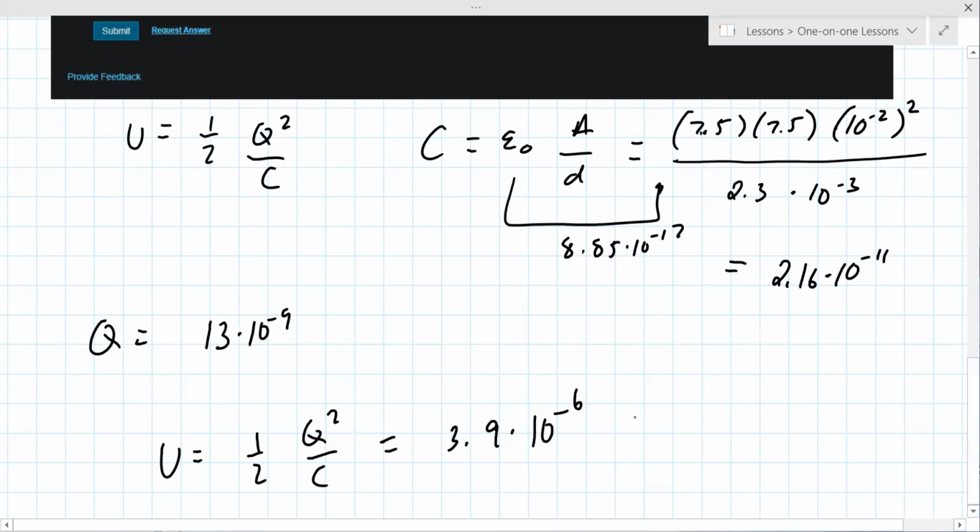I don't really like this answer at all, but 3.9 times 10 to negative 6. And what's the unit again? Is it coulombs? Joules, because it's energy. Joules. Okay. Incorrect, unfortunately.